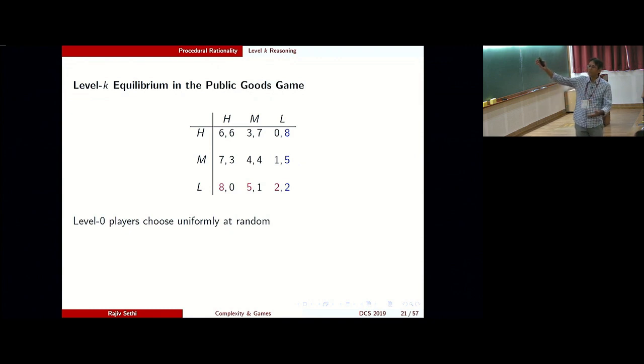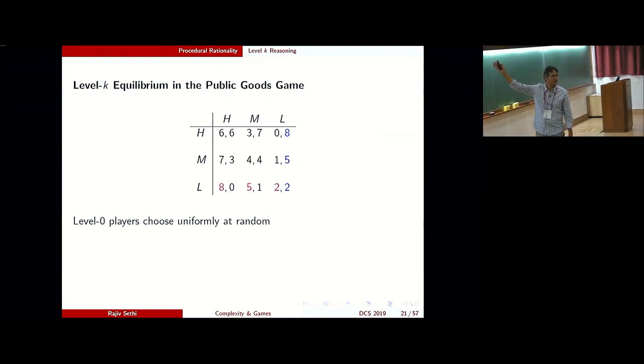L. No matter what they choose, L is a dominant strategy. Even whether it's 1/3, 1/3, 1/3, half, 0, half, it doesn't matter what they're choosing. L is a dominant strategy. I actually don't care what they're choosing. It's still always the best choice to choose L. So the level K model here says level 0 plays uniformly across these strategies. Level 1 will choose L with 100% probability. Correct? What about level 2?